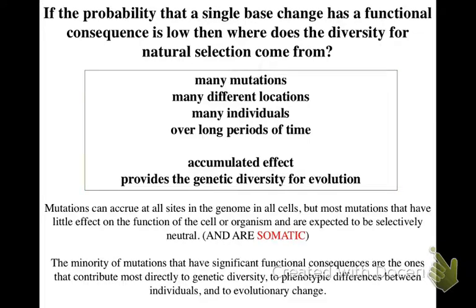So we see mutations accrue at all sites in the genome and all cells, but most mutations have little effect on the function of the cell or the organism, and are mostly expected to be selectively neutral. They're also somatic, so even when you have lethal mutations, if they happen in somatic cells, usually the cells die. It does not get passed on to the next generation.